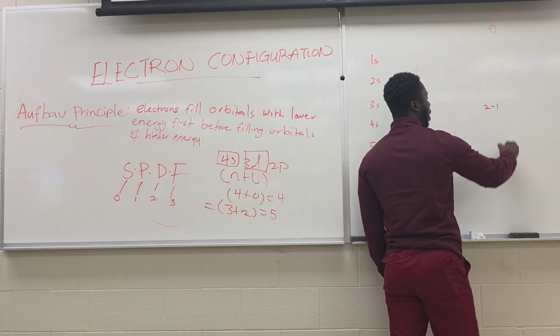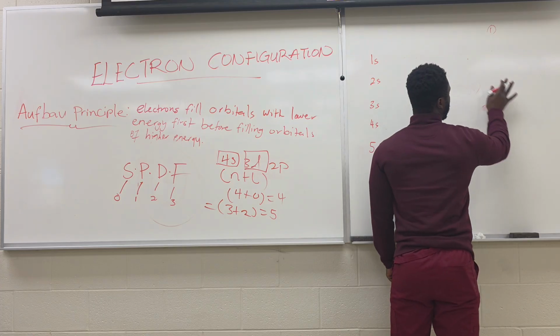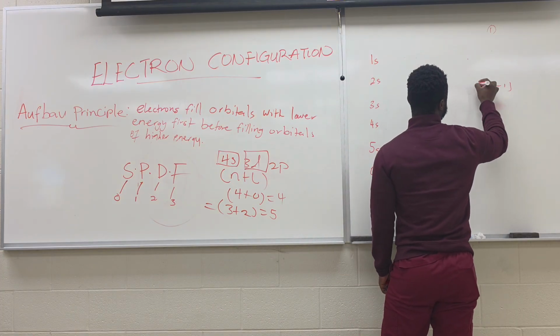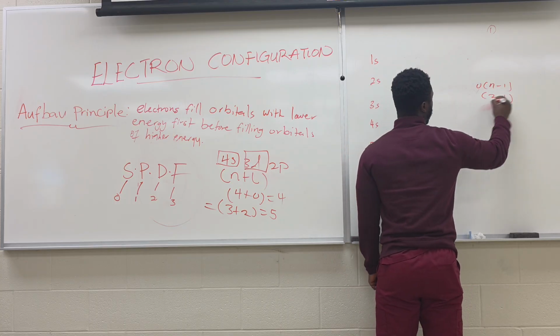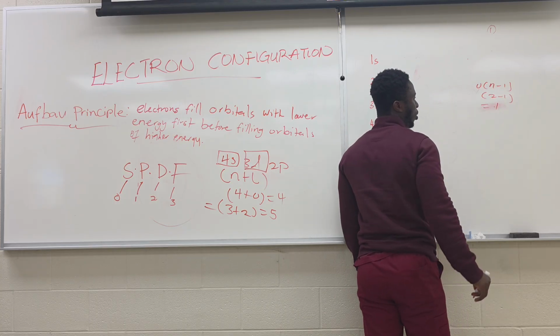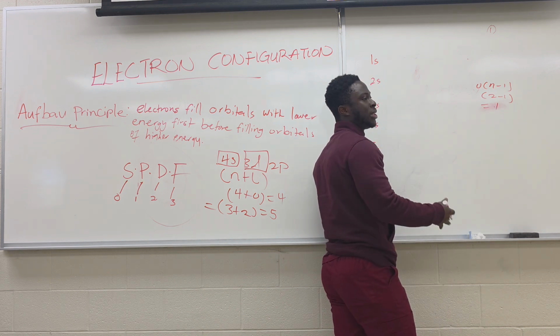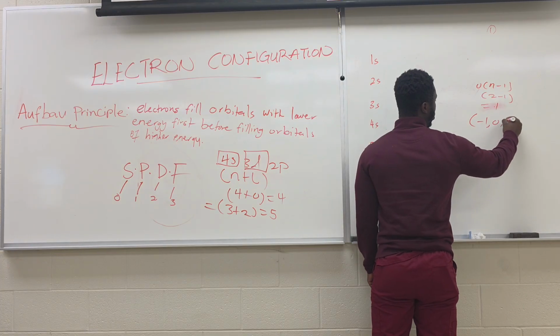2 minus 1, right? So the azimuthal quantum number will be 0 to n minus 1, which would be what? 2 minus 1, which will give us 1, right? So if we have this one, now we have negative and positive integers of 1. So it's going to be negative 1, 0, 1.